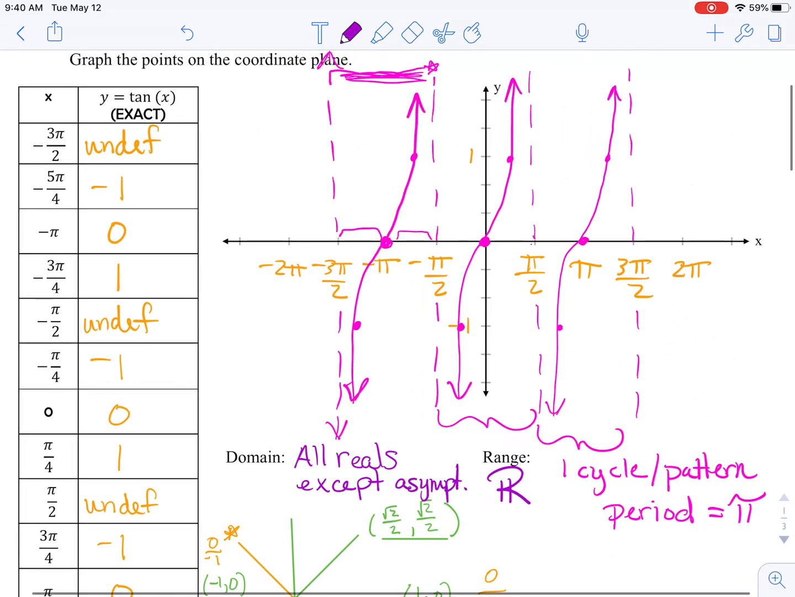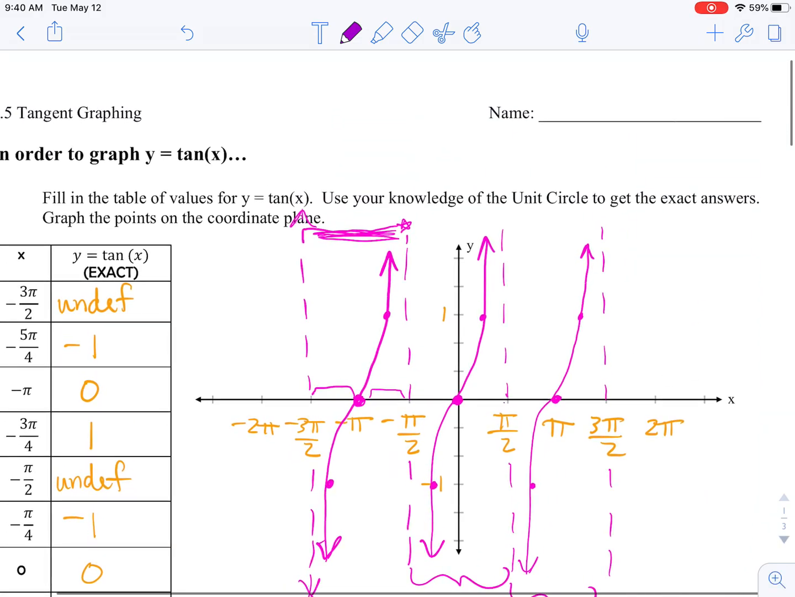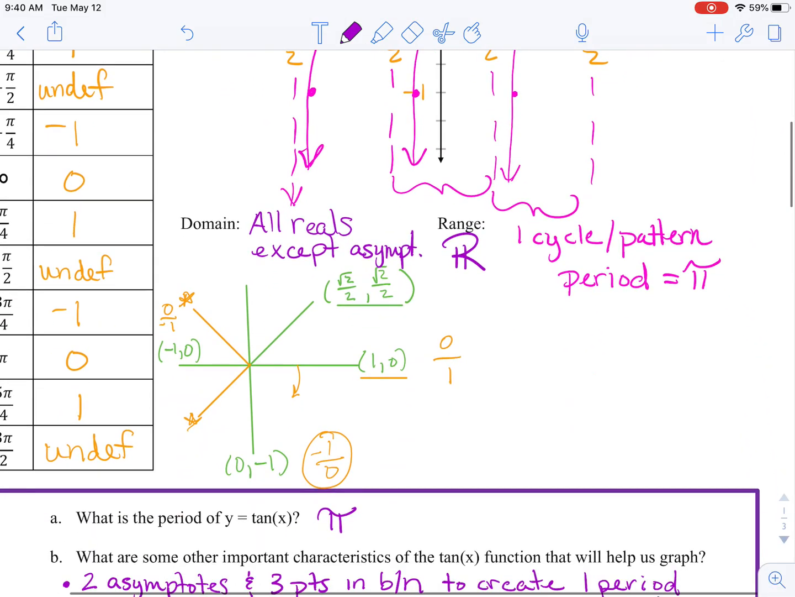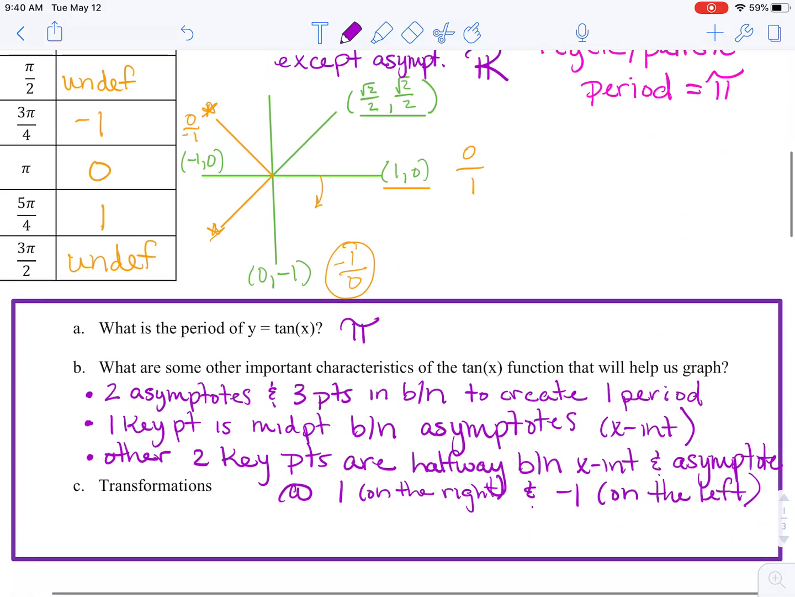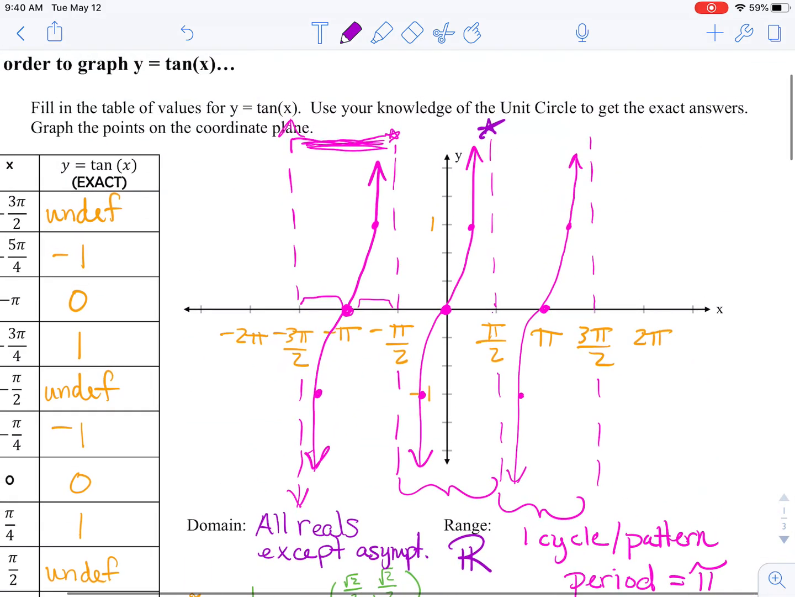Now, because you don't want to have to recreate a table every time for your parent, what I try to get most students to remember is that your first asymptote is always at pi over 2. If you can draw that one asymptote in and you understand the patterns we just talked about down here in the box, you should be able to recreate the entire graph. Because remember, the next asymptote is going to be a period away, which again is just pi units away.